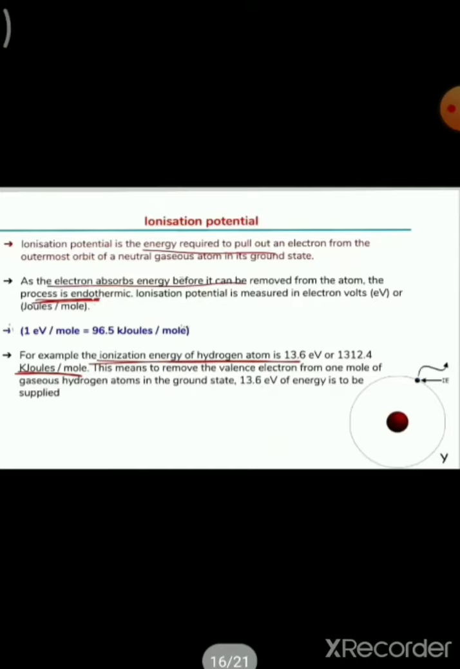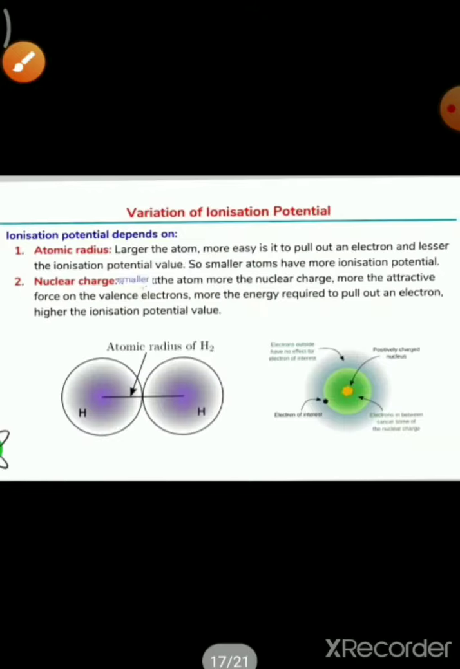So remember here in this definition the important words. First one, ionization potential means it is the energy. For what? The energy required to remove the electron. From where? From the outermost orbit of a neutral gaseous atom in its ground state. Okay? I think you understood what ionization potential means.